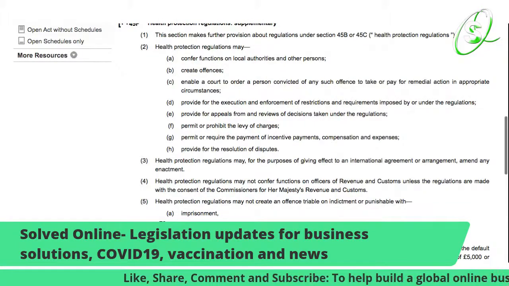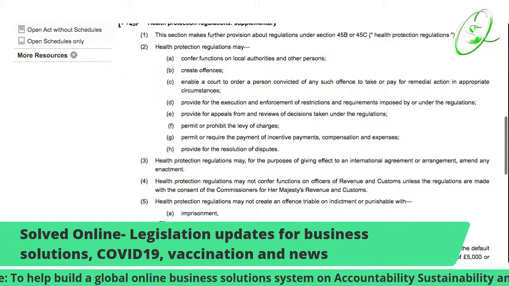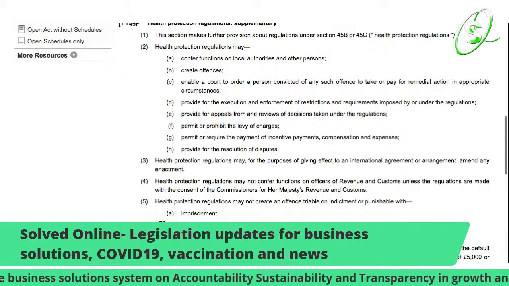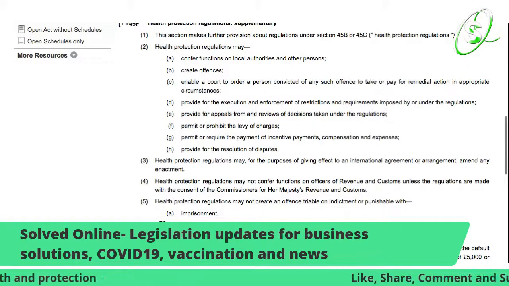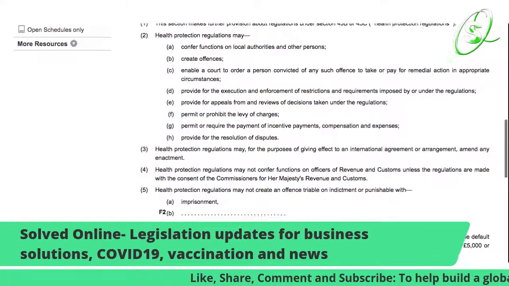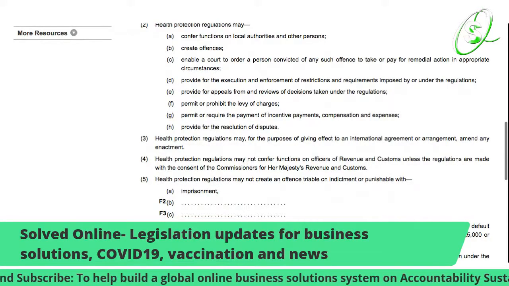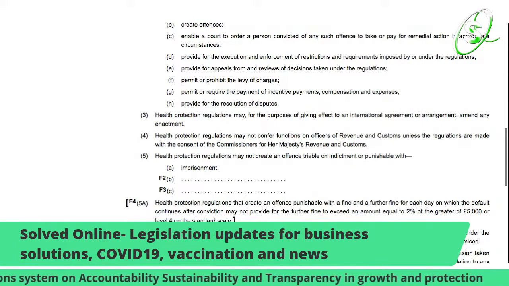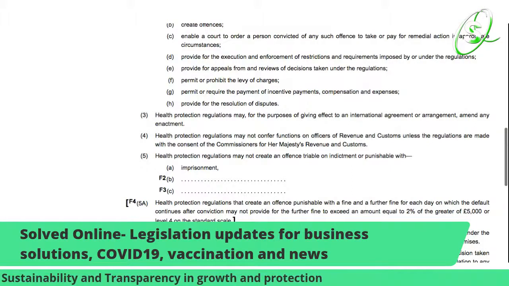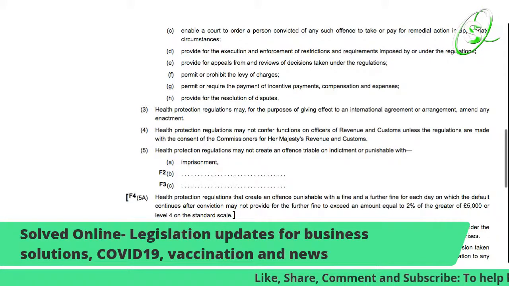It shows you more. B: Provide for the execution and enforcement of restrictions and requirements imposed by or under the regulation. Provide for appeal from a review of decisions made under the regulations, permit or prohibit the levy of charges, permit or require the payment of incentive payments, compensation, and expenses, and provide for the resolution of disputes.